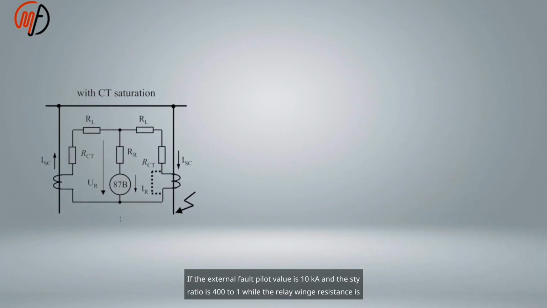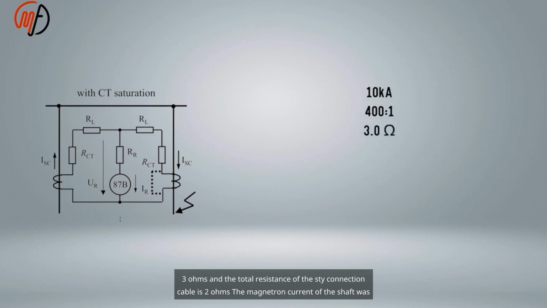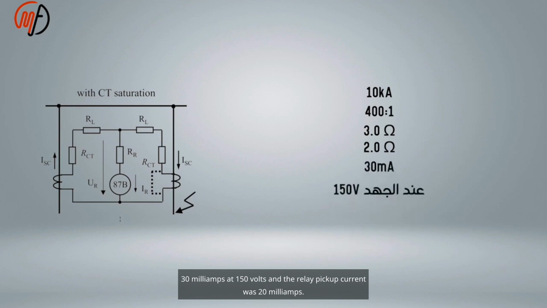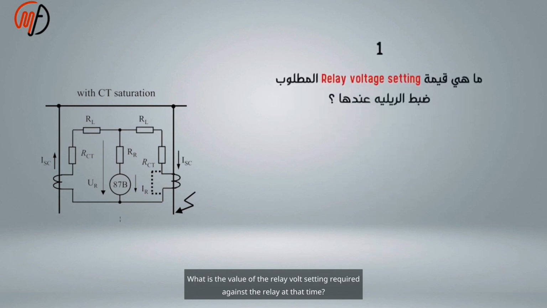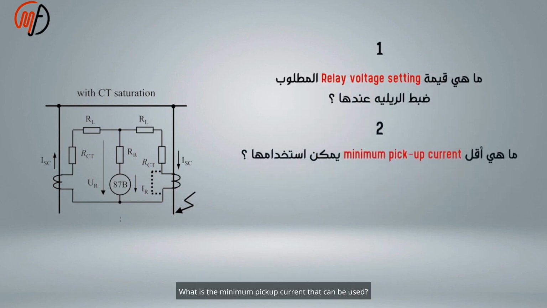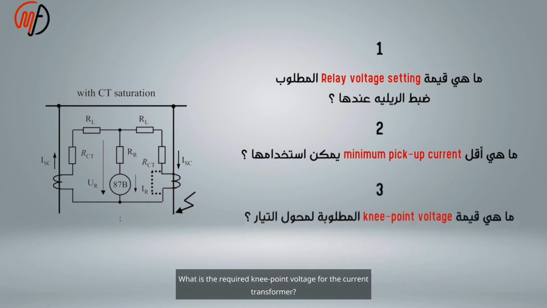The external fault current value is 10 kA and the CT ratio is 400:1, while the relay winding resistance is 3 ohms and the total resistance of the CT connection cable is 2 ohms. The magnetizing current was 30 milliamps at 150 volts and the relay pickup current was 20 milliamps. What is the relay voltage setting required? 1. What is the minimum pickup current that can be used? 2. What is the required knee point voltage for the current transformer?